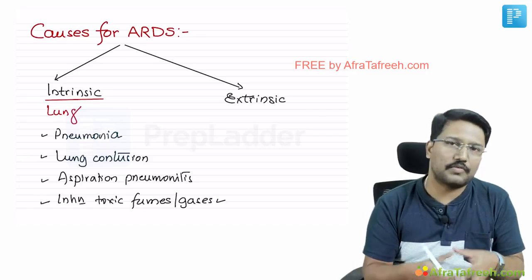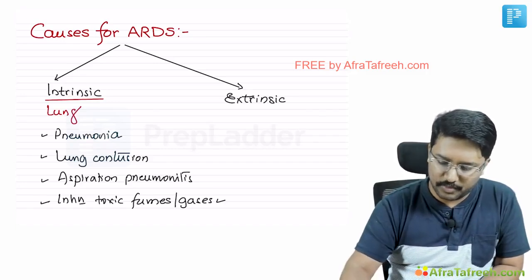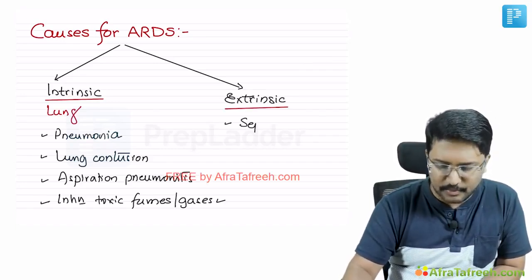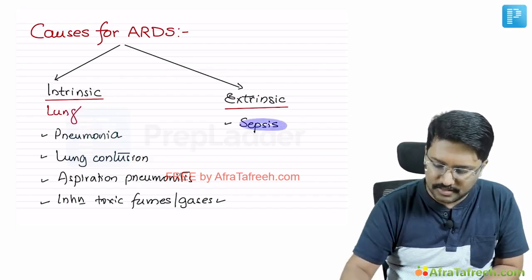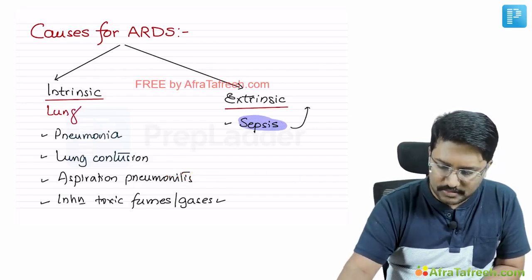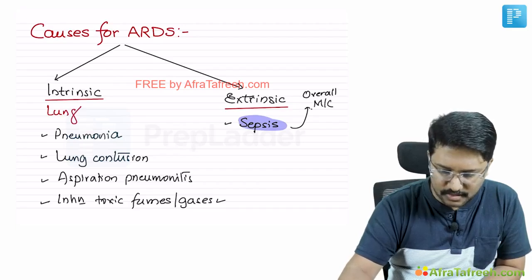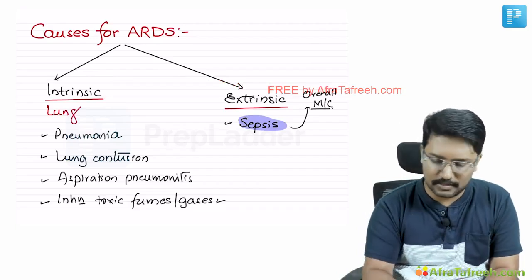No. The most common causes for ARDS are extrinsic causes, right? So what are the extrinsic causes we need to remember? Number one extrinsic cause we need to remember is sepsis. And please remember, sepsis is the most common, whether you talk about intrinsic or extrinsic. Overall, it's the most common cause for ARDS. And obviously among the extrinsic causes, that's going to be the most common cause for ARDS, right?